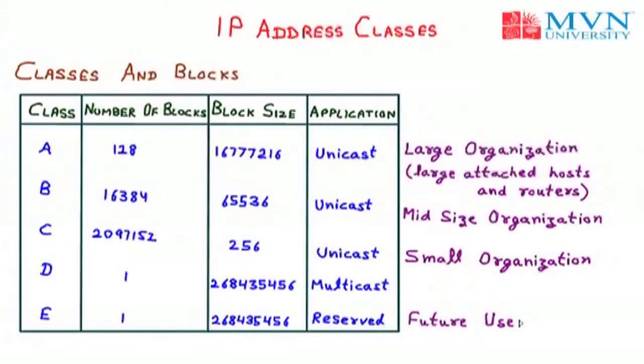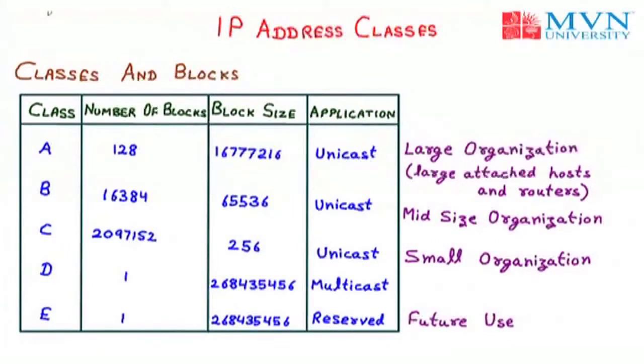So if we talk about classful addressing, classes A, B, C, D and E are the addresses, but they are unnecessarily wasted. That's why we are facing the problem of address depletion. So we have discussed the classes and blocks in the IP address classes. That means we have classes A, B, C, D and E, in which A, B and C are used for unicast, D for multicast, E for reserved. So class D and class E we are not going to use in our particular examples.